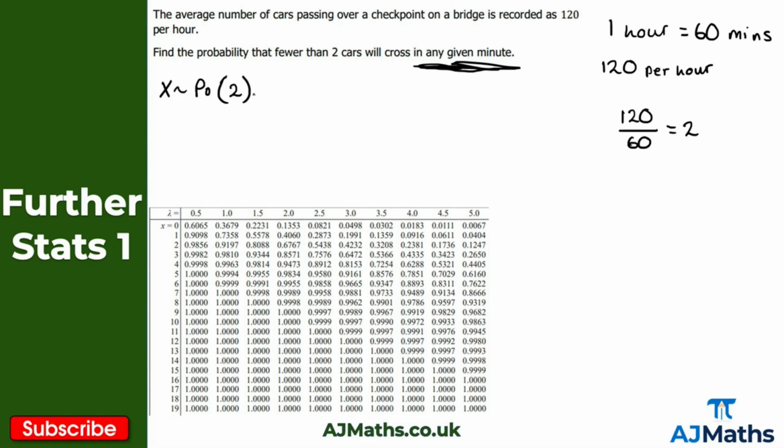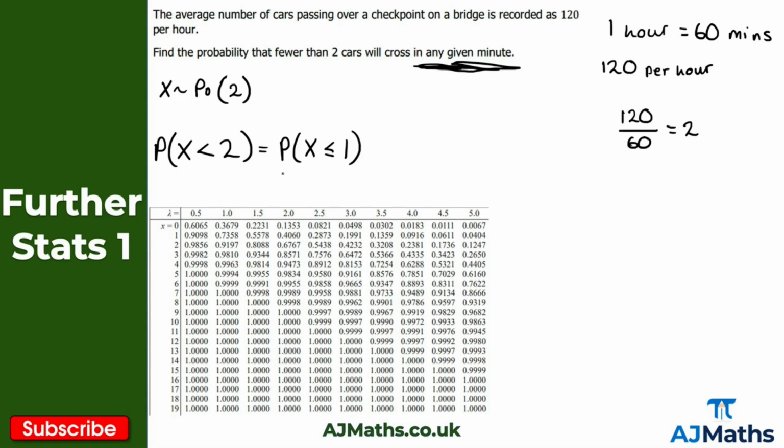Like you can see, you need to essentially understand how to scale up or down our parameter. Okay. So that's per minute. Now we're asked to find the probability that fewer than 2 cars will cross in any given minute. So I'm looking for the probability that x here is fewer, so it's less than 2. Now, how do we calculate probabilities like this? Well, again, we need to make use of the table here, but we want less than 2. So how do we find less than 2? Well, that's the same as the probability of x being less than or equal to 1. We want everything less than 2. So to do that, we just look for the probability that x is less than or equal to 1.